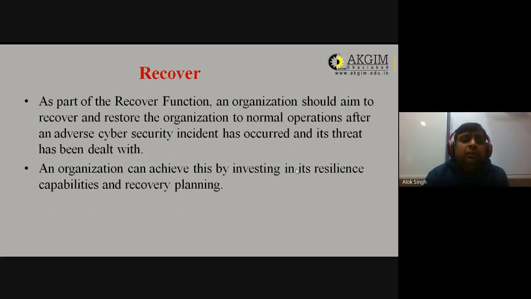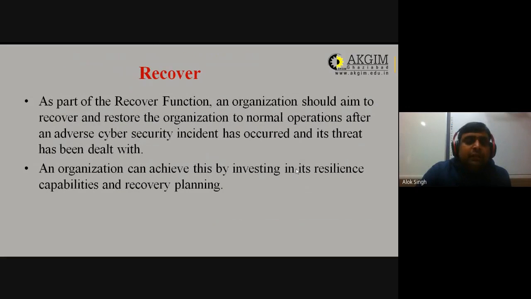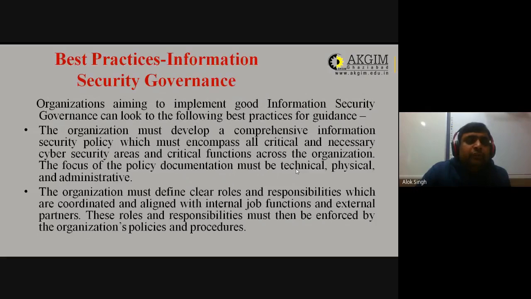And business continuity is basically, in case of some disaster, how will you keep your business in continuous function. Okay, so basically that is business continuity planning. So that you should decide. An organization can achieve this by investing in its resilience capabilities and recovery planning. So that you should decide. So this is basically the NIST cybersecurity framework, which you should adopt.